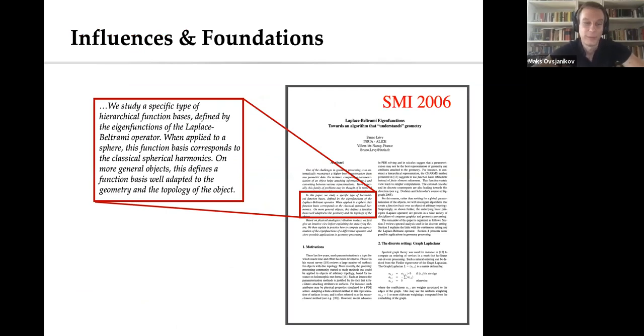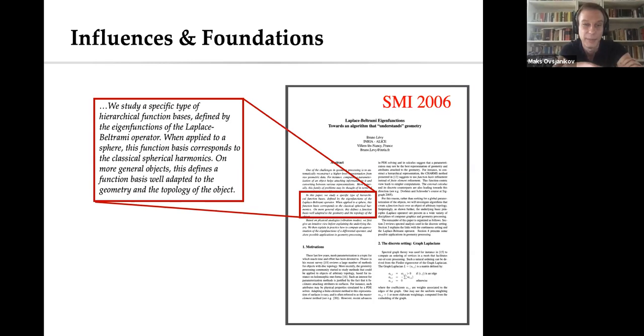Going back to really my roots, I realized that the first truly inspirational paper for me was a paper that was published at SMI in 2006. It was a paper by Bruno Levy, and it has a very catchy title. It's a beautiful title. It's also a beautiful paper. It's called Laplace-Beltrami Eigenfunctions: Towards an Algorithm That Understands, quote, Geometry. I was really intrigued, because I was starting my PhD, and I felt like I didn't understand geometry. So if there's an algorithm that understands geometry, that's fantastic.